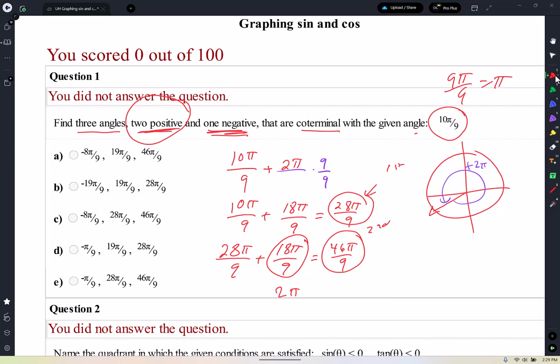So I'm going to go back to my original, the 10 pi over 9. And instead of adding 2 pi, what do you think I'm going to do? Subtract 2 pi. So I'm going to turn that 2 pi again into 18 pi over 9. There's my 2 pi. And then 10 minus 18, I believe that's negative 8. So there it is, negative 8 pi over 9. So I'm looking for negative 8 pi over 9, 28 pi over 9, and 46 pi over 9. Do you see that? There it is.